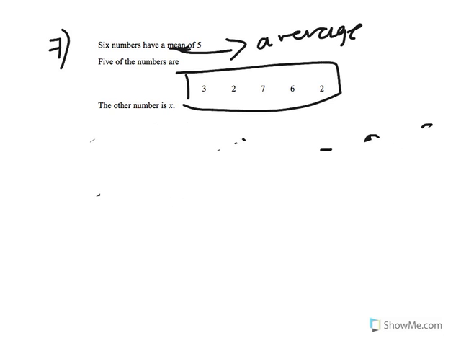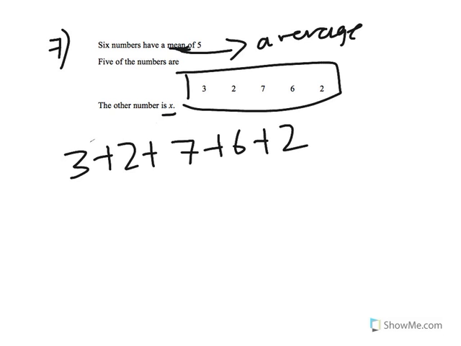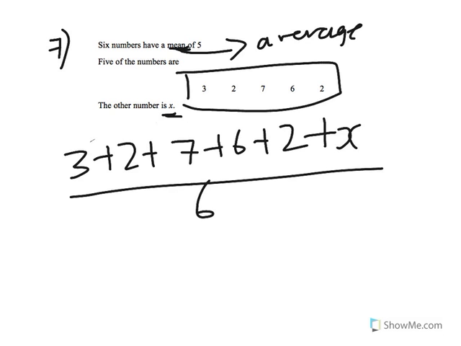Now in this case, I have 5 of the 6 numbers, and I have the average, which is 5. So that means that 3 plus 2 plus 7 plus 6 plus 2 plus the other number, the 6th number, x, over 6 numbers, because there's going to be 1, 2, 3, 4, 5, 6 numbers, have a mean of 5. We'll have an average of 5.